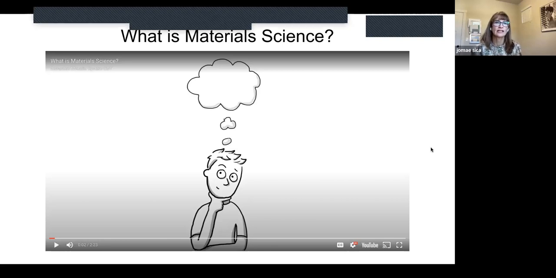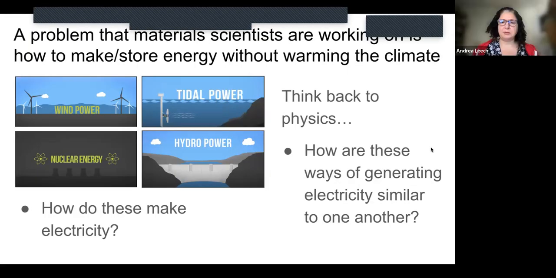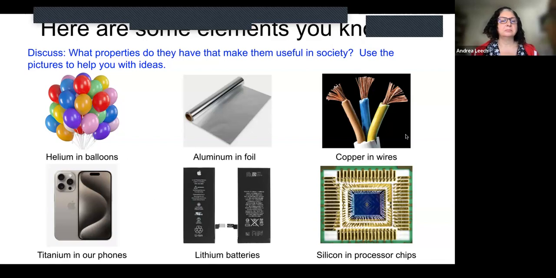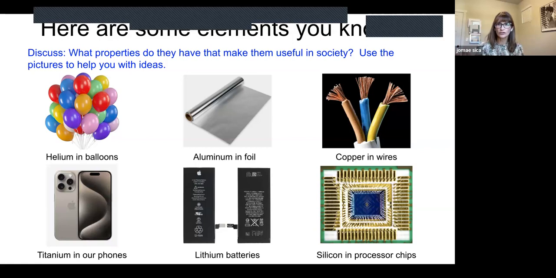All right, let's go on to the next slide. So on this slide, again, we're trying to start more generally about what are some elements that students would be familiar with in different products that they use on an everyday basis. So we've got some helium in the balloons, we've got aluminum and foil that we would use in our kitchen, copper in wires. Everybody's seeing all of the advertisements for the new iPhones that they have titanium in them, lithium in the batteries that power our phones, and then of course silicon in processor chips.